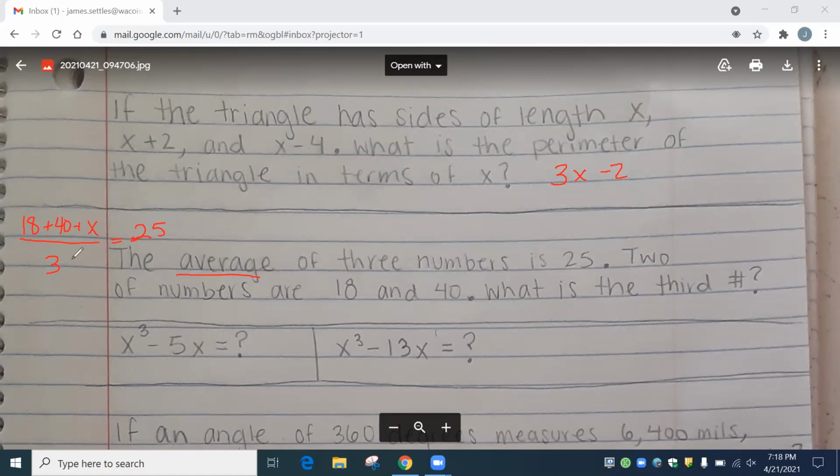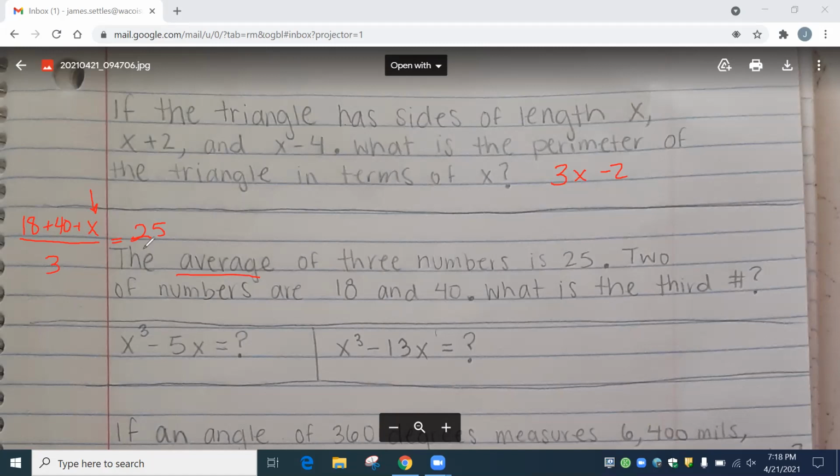And so you could always do something called guessing and checking, where you just start plugging in different numbers and working it out until you get 25. Now, obviously, that's going to take a little bit of time. Now, if it's multiple choice, you would only have 4 options. So you could plug a number in, add them up, divide by 3, and see if it equals 25.